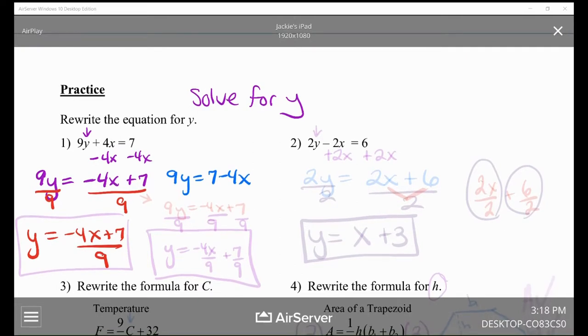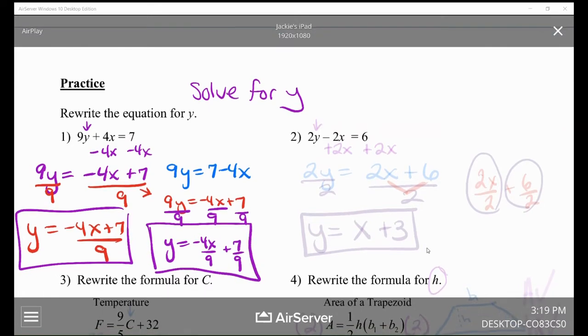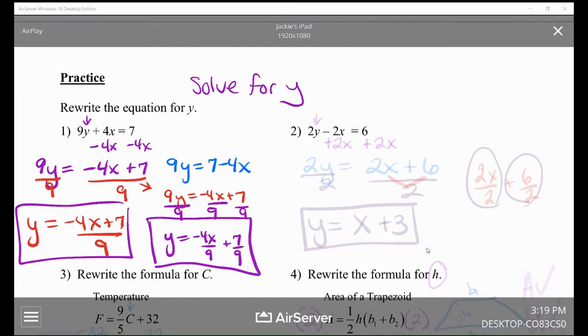You can express your answer like this, or your other option is to divide both terms by 9. So divide this by 9, negative 4x by 9, and 7 by 9. This would be more common if one of those fractions were able to be simplified, but either equation would be correct. The order could also be switched. You could have 7/9 minus 4x over 9.